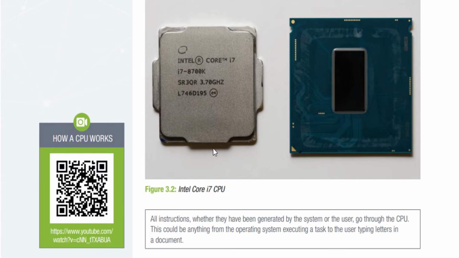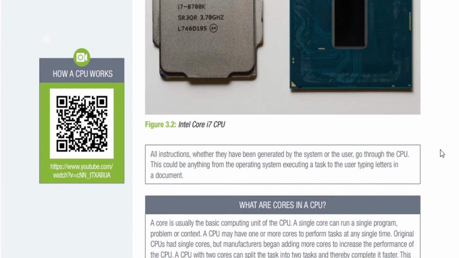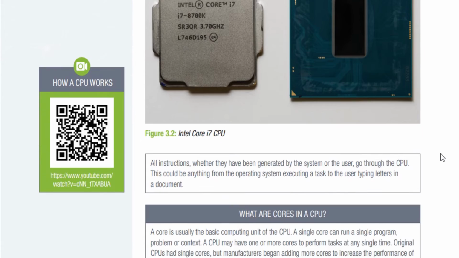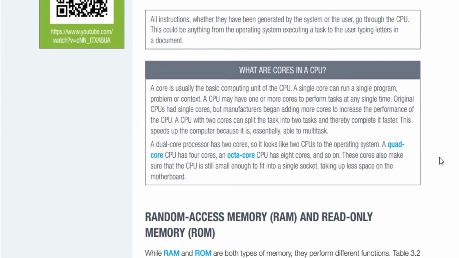This is an Intel Core i7 CPU. What are cores in CPUs? The core is usually the basic computing unit of the CPU. A single core can run a single program, problem, or context. A CPU may have one or more cores to perform tasks at any single time.